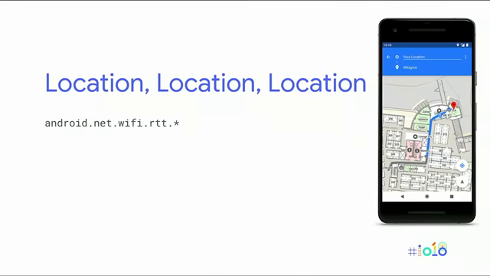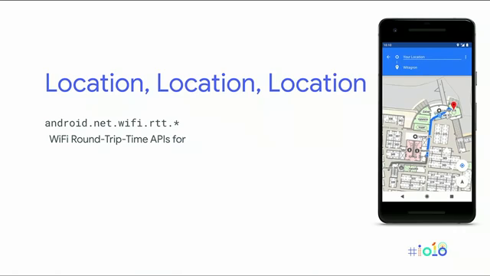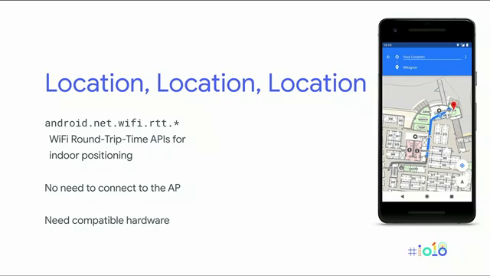So location, now you can take advantage of a new package, android.net.wifi.rtt. It's the Wi-Fi round-trip time API. It requires compatible hardware on your phone. It also requires a compatible access point. And it allows you to find a precise location indoors for the user's device. You need to request the find location permission, and you don't need to connect to the access point. So if you're building an application that requires locating the user inside a big building, you can take advantage of this API in Android P.